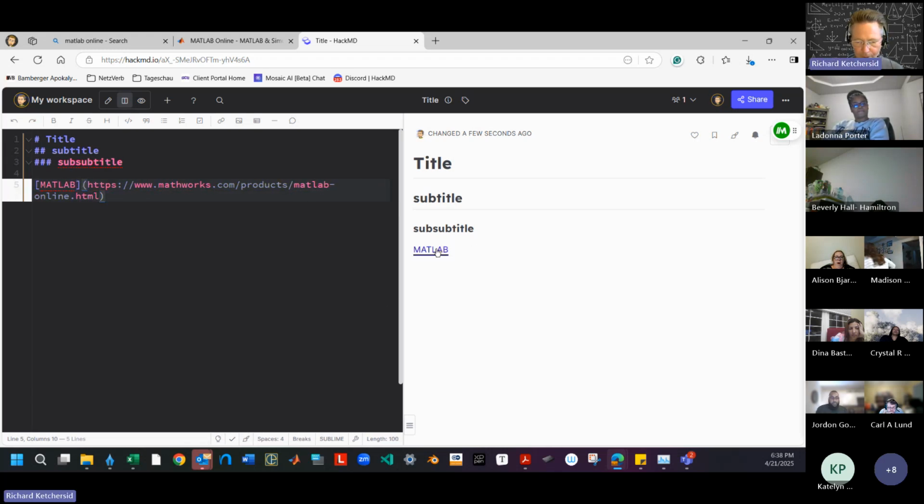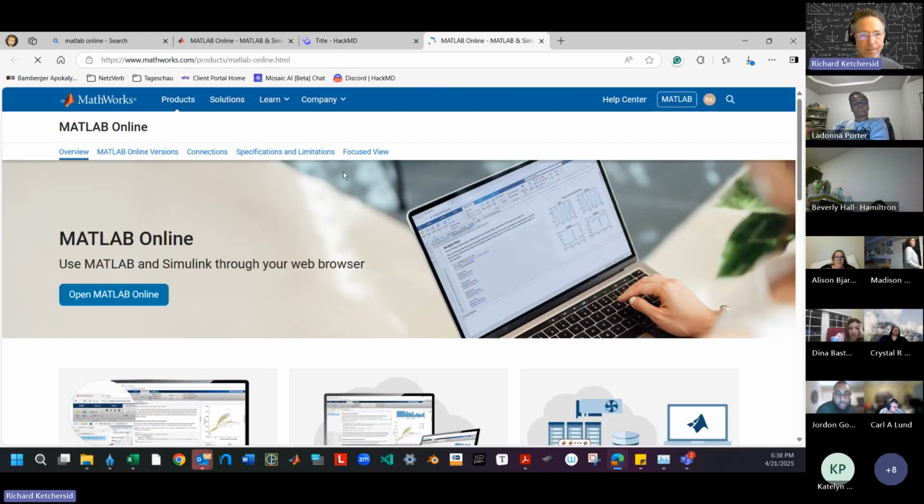Right, and so now it's a link. I can click on it, and it'll take me to the site. So it's just a very useful way of generating pages. It's really useful for notes and things, because it does math really well.